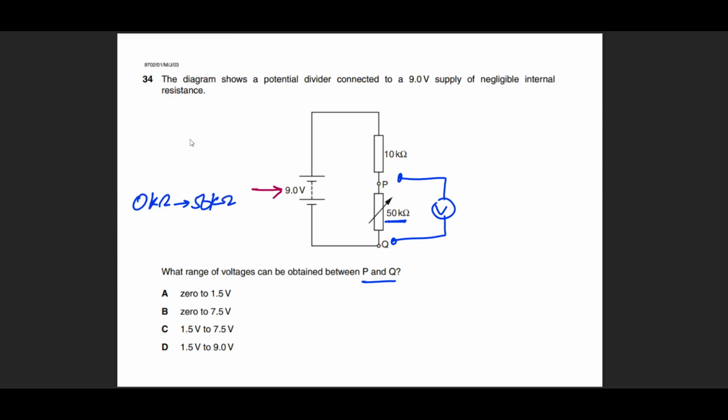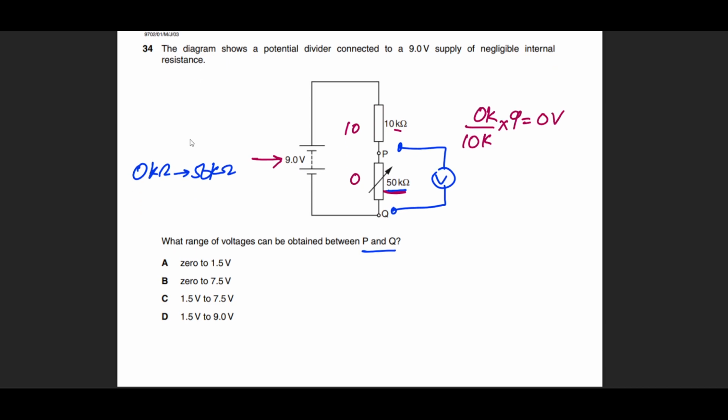If the resistance of this resistor is 0, then if I apply the voltage divider rule, that would have been simply 0 divided by 0 plus 10. And of course, they are in kilo ohms, but no need to worry about it, because if we are dealing with kilo in both cases, that will cancel out. Multiplied by 9 volts, this is going to give you 0 volts. So we are going to start with a range of 0. So options C and D are not possible. Then we move on to the next choice.